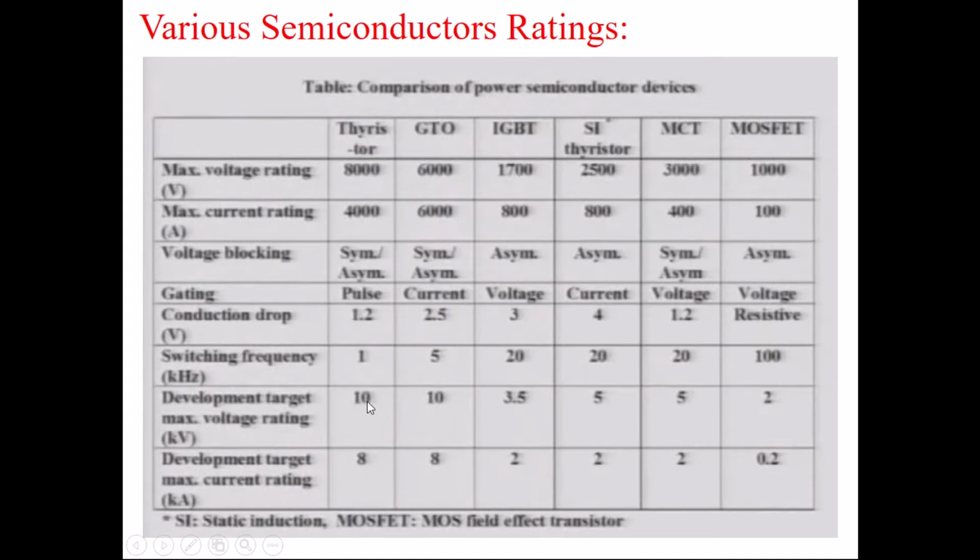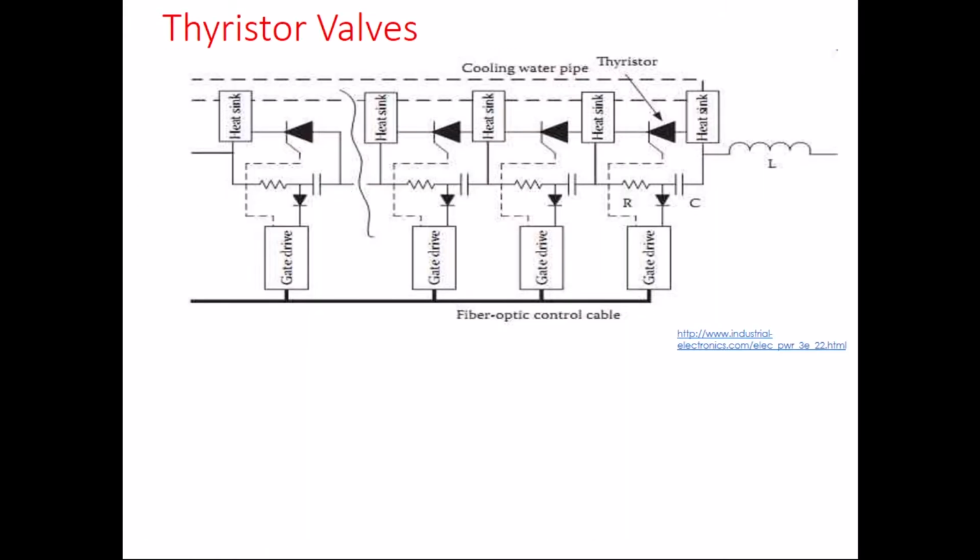At this time the voltage rating of the thyristor is high, and because of that we prefer to use the thyristor as a switch in the HVDC converter. So from this comparison you can get the idea of why we use the thyristor as a switch in the HVDC system. Generally the configuration of a valve in the HVDC converter is like this.